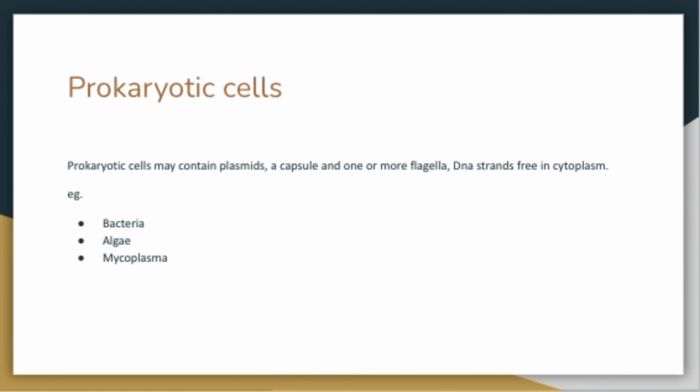Prokaryotic cells have some features that are also found in eukaryotic cells. Prokaryotic cells may also contain plasmids, a capsule, and one or more flagella. It contains fewer organelles than eukaryotes, and its DNA is a circular strand that is free throughout the cytoplasm. Some prokaryotes have smaller loops of DNA called plasmids that are not part of the main circular DNA molecule.